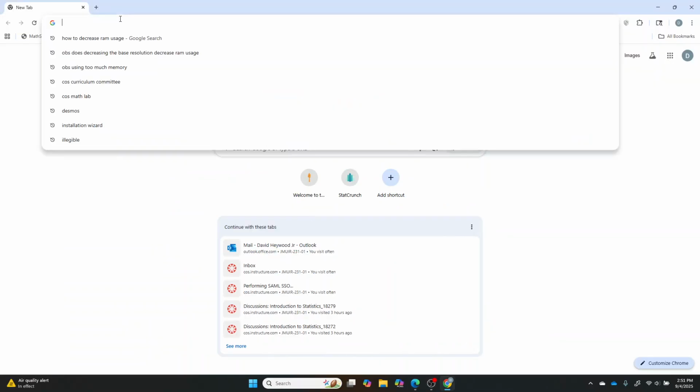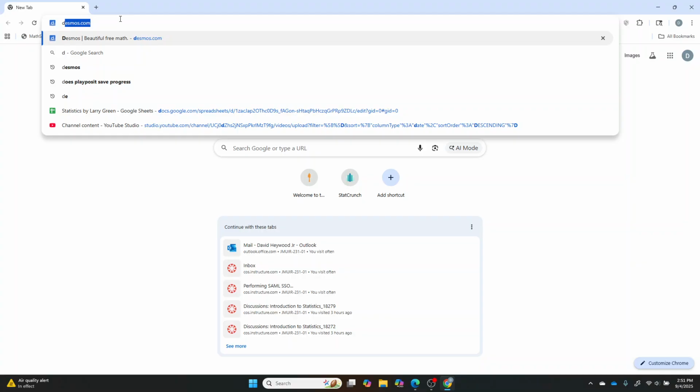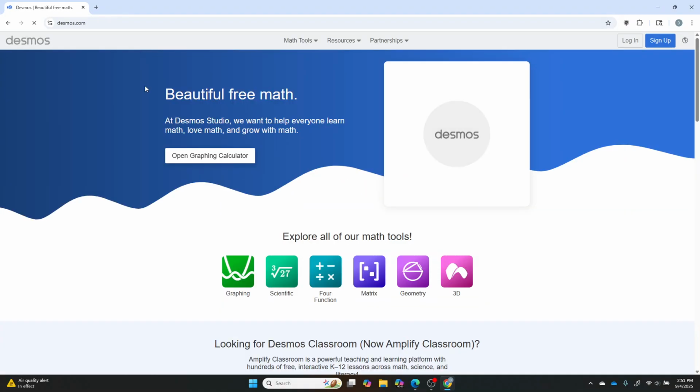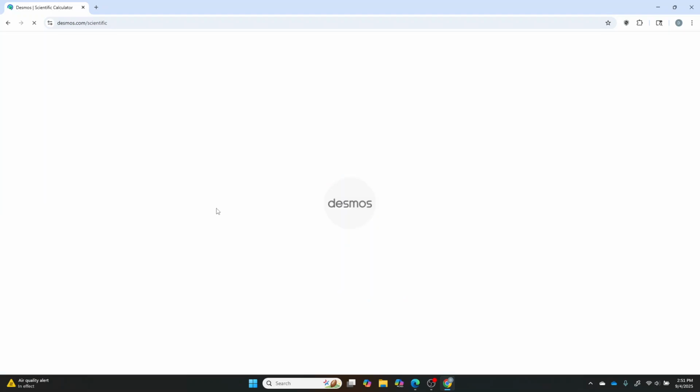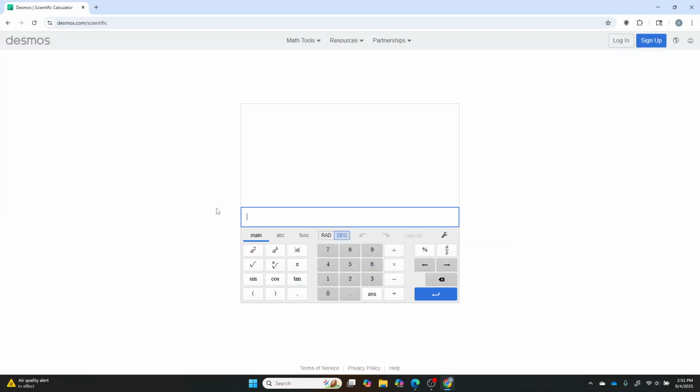And we can just go over to Desmos and type that into our calculator. Let me pull up Desmos. And I'm just going to open up the scientific calculator for now. 0.575 plus 0.121 plus 0.032 is 0.728.